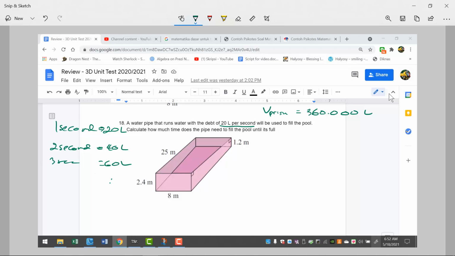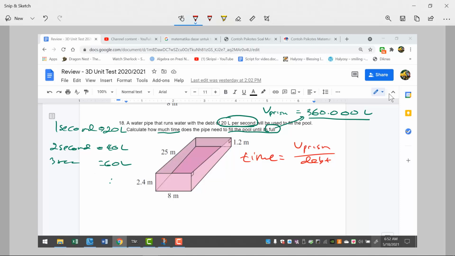So the question is, how much time do you need to fill the pool with full of water, right? Because it said to calculate how much time the pipe needs to fill the pool until it's full. Because we know that when you fill the pool full, you will need 360,000 liters. And you have 20 liters per second. So it's going to be quite easy for this one since you know the volume of the prism itself. The time needed is just to divide the volume of the prism by the rate. So you need 360,000, but for every second you get 20 liters. So how many seconds or minutes do you need to fill it until it's full?